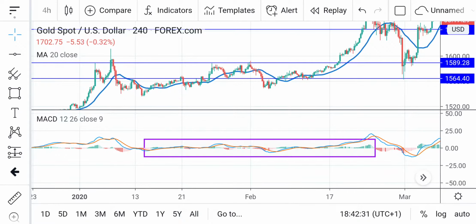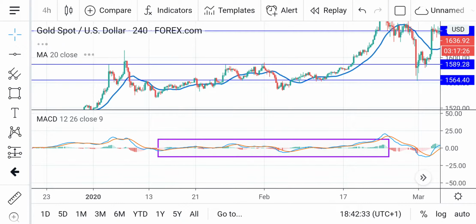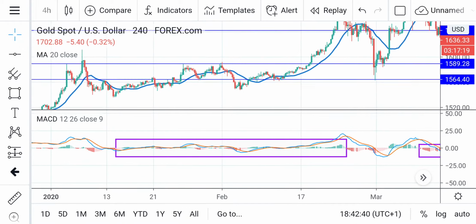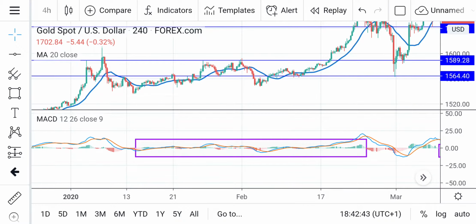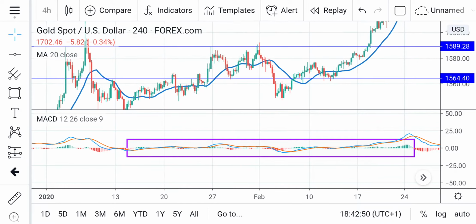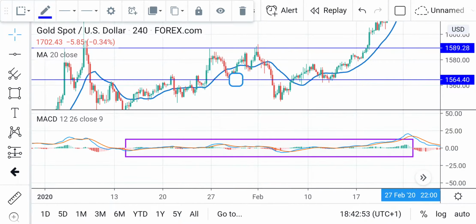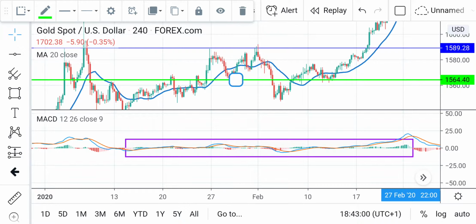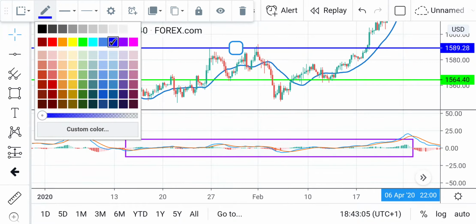So how do you trade the MACD indicator when volatility is contracting? That's when you want to look for breakout and breakdown. So what you do is that you draw your areas of support and resistance. I have my support over here. Let me change it to green, and I have my resistance over here. Let me change it to red.